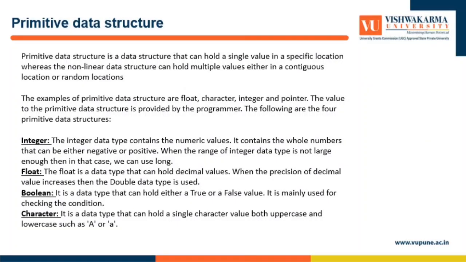Boolean data type can hold either a true or false value. It is mainly used to check the condition. Character is a data type that can hold a single character value, both uppercase and lowercase, such as A as an uppercase, a as a lowercase.